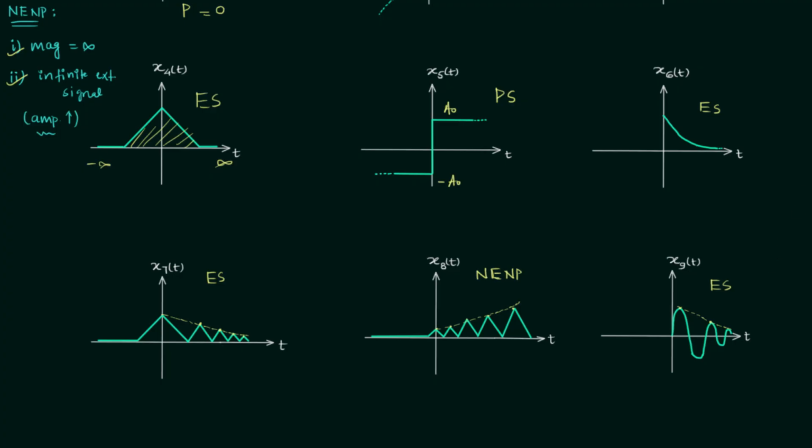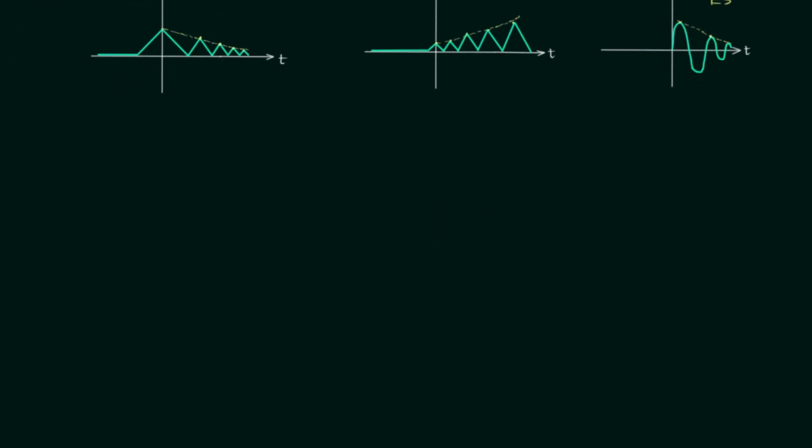Now we will discuss the next part of this lecture. If we have a periodic signal, then there are two possibilities.